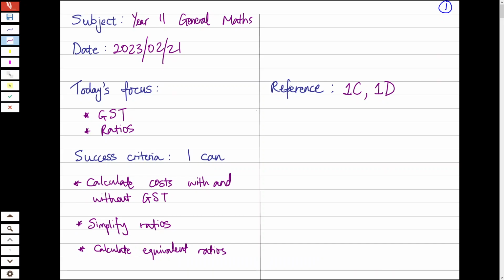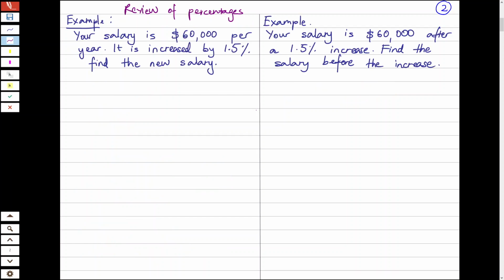All right, so to start with, before we get into GST and ratios, let's do a brief review of percentages, which we started last lesson. I've given you two examples to do here. I'm going to give you 5 minutes to get your books out and actually try to solve these questions yourself. You'll find this very useful for the assignments if you haven't already started it.